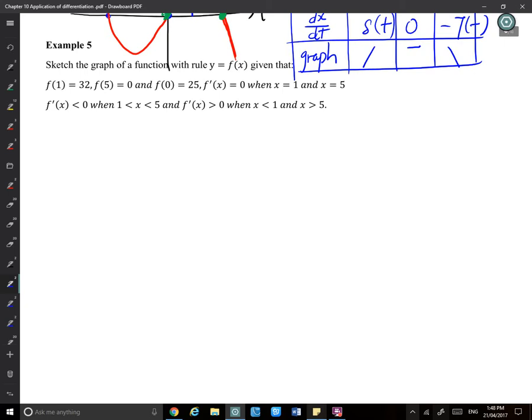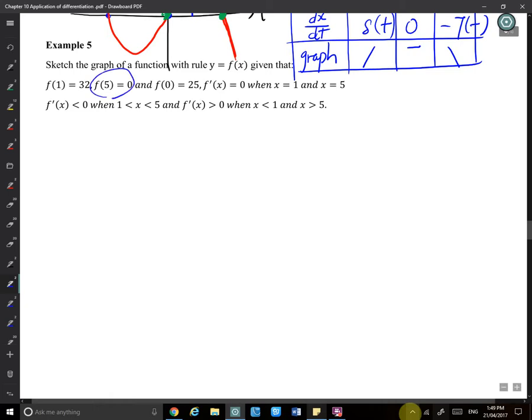It's a key point. So example 5: sketch the graph of a function with rule y equals f(x), given that f(1) equals 32, f(5) equals 0, f(0) equals 25. They give you the x-intercept, the y-intercept, and just a random point.